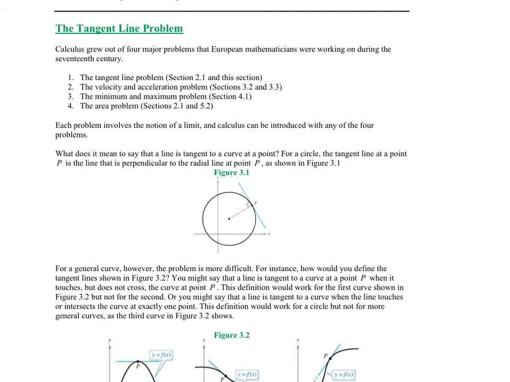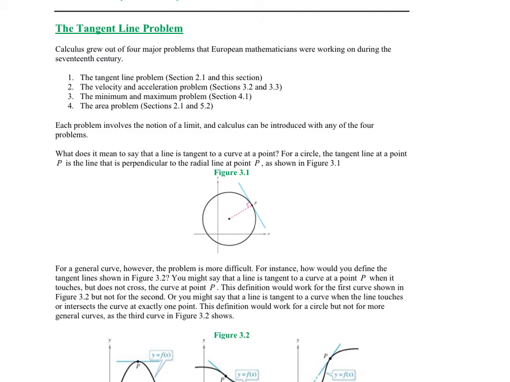It says, what does it mean to say that a line is tangent to a curve at a point? When we're talking about the tangent line, what is tangent? It says for a circle, the tangent line at a point P is the line that is perpendicular to the radial line at point P. So it's shown right there. It says for a general curve, however, this problem is more difficult. For instance, how would you define the tangent line shown in figure 3.2?